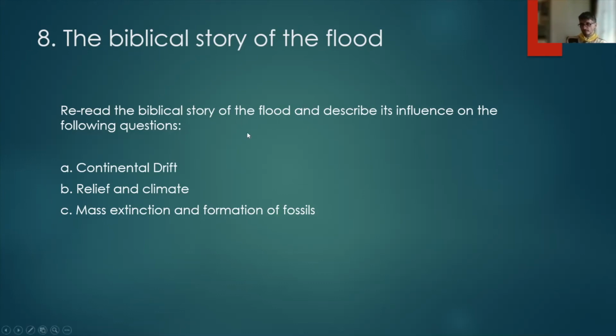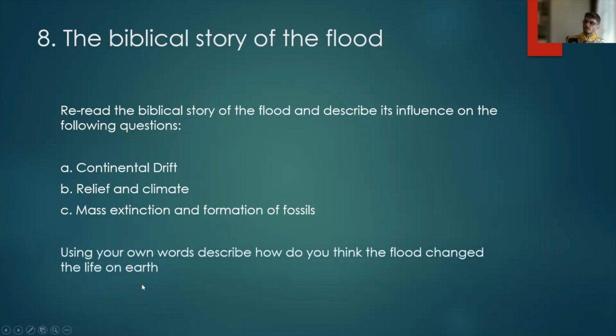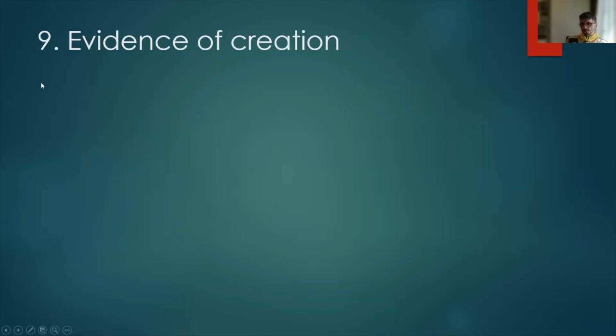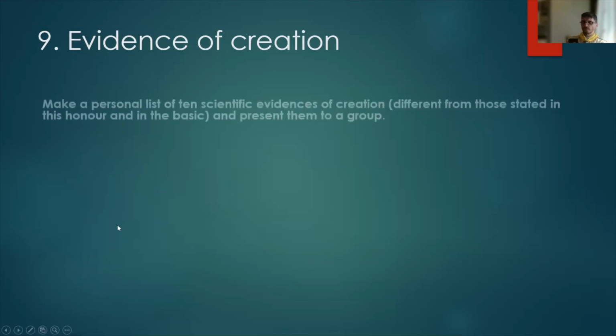So read the story again, and describe in a few words how you think all three options here were changing the life on Earth? And then we move to requirement number 9.